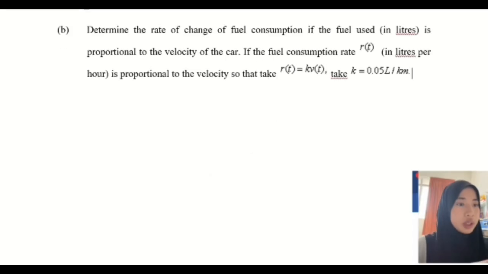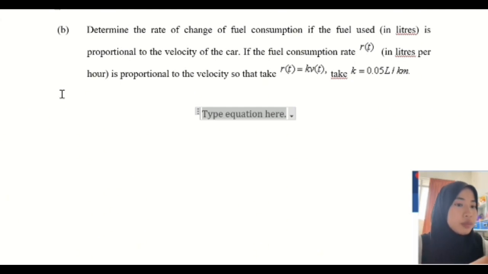The question reads, determine the rate of change of fuel consumption if the fuel used in liters is proportional to the velocity of the car. If the fuel consumption rate R(t) in liters per hour is proportional to the velocity, so that R(t) equals kV(t), take k equals 0.05 liters per km. So, given that the car consumption rate is R(t) equals kV(t), whereas k is equal to 0.05.